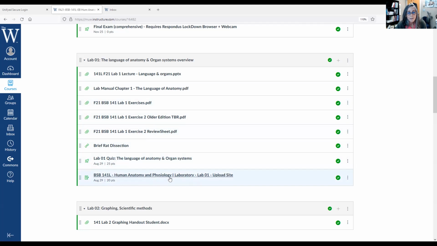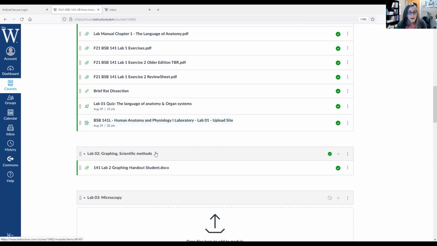But here is the one site. All of them will be named the same: Human Anatomy and Physiology 1 Laboratory, Lab 1 upload site. That is for your Word document that contains the exercise review sheets for exercises 1 and 2. And then just a word: when we get to graphing, this will be different.